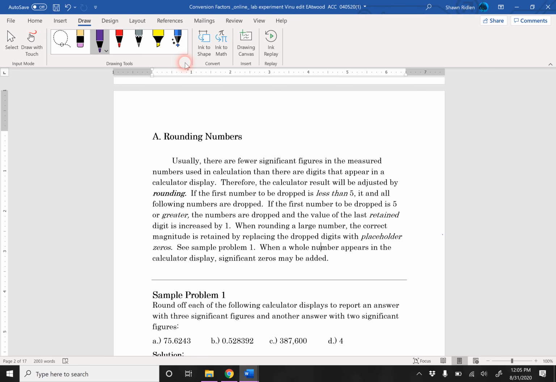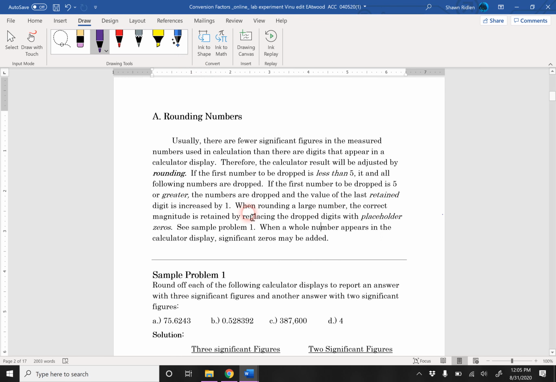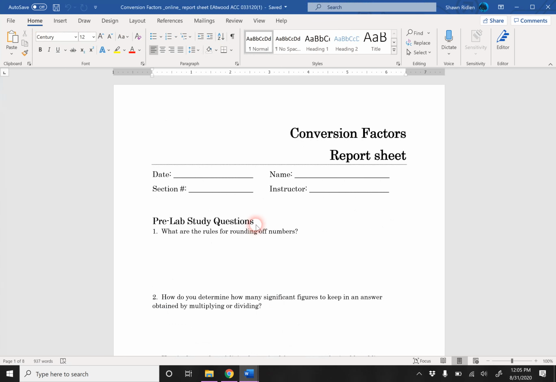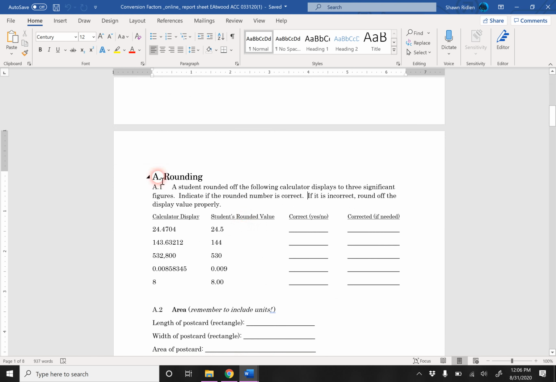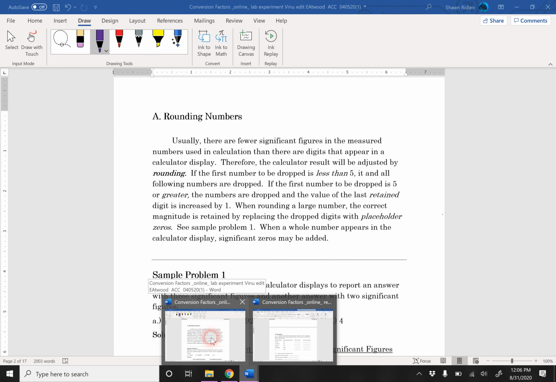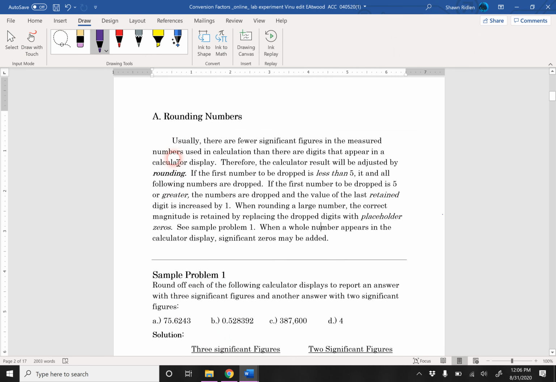Okay, so we're going to start with A. And so if you take a look at this sheet and then we pop over to your actual report sheet, you'll see some questions, and then you'll see each section, so A, rounding. And if we come back to the experiment document, so the procedure document basically, you'll see A, rounding numbers. So those will match up.